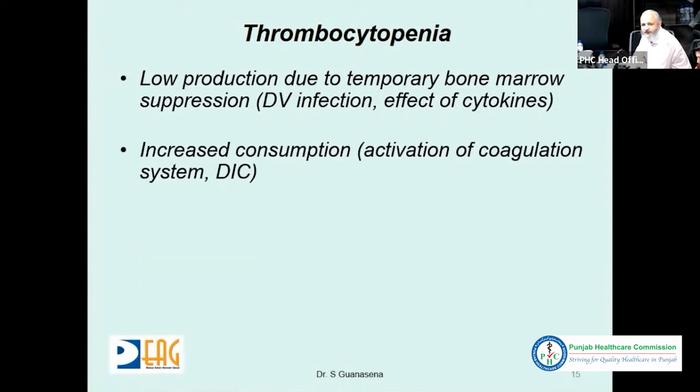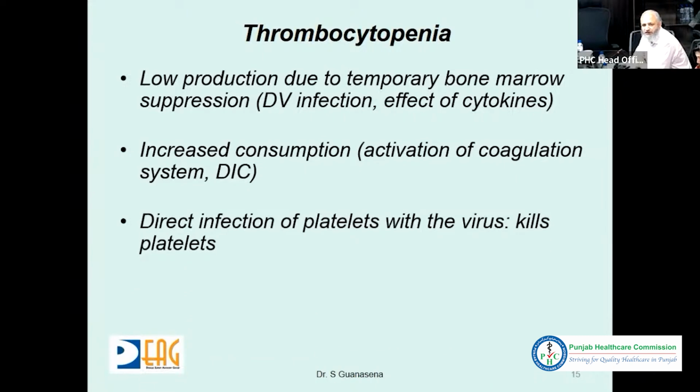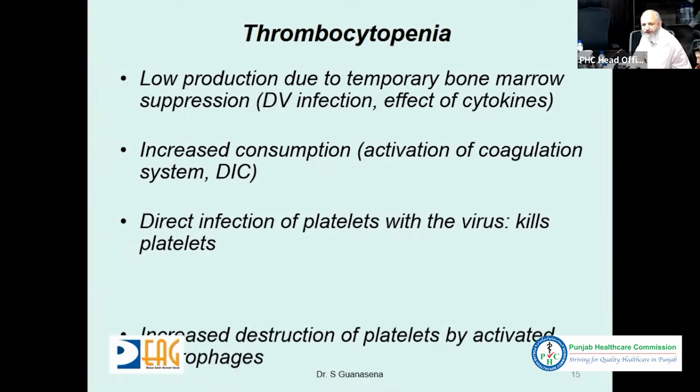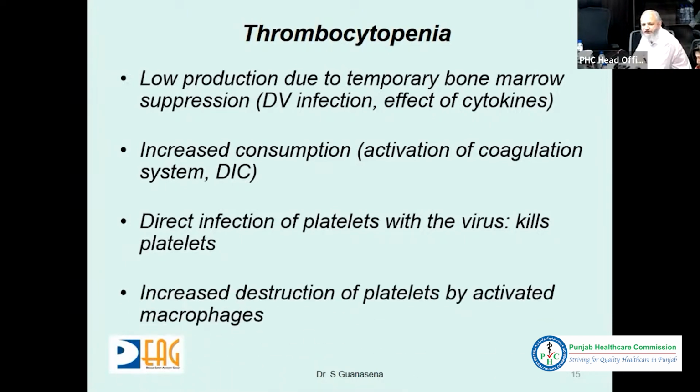Another is that there is increased consumption, which is due to activation of the coagulation system, disseminated intravascular coagulation. Another is that there is direct infection of platelets with the virus, killing the platelets. And the last but not the least is increased destruction of platelets by activated macrophages. So any of them can be responsible for decreasing the thrombocyte count.